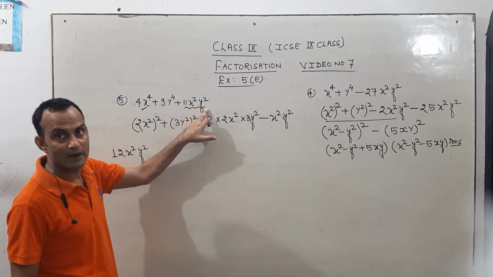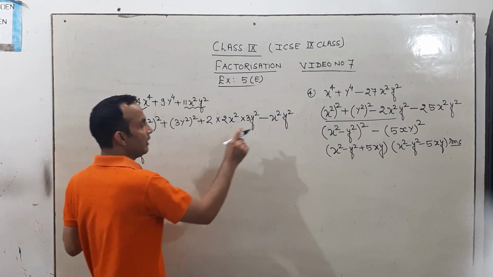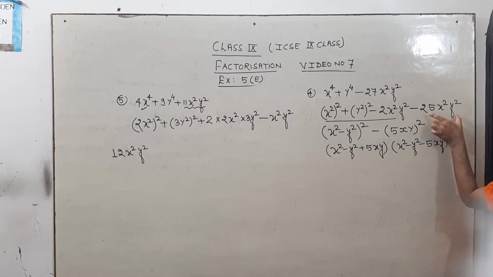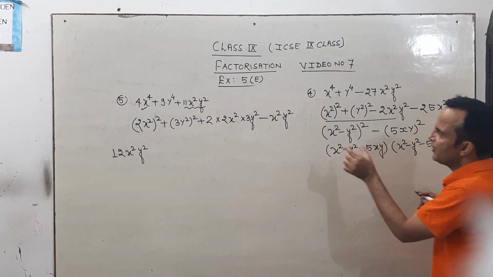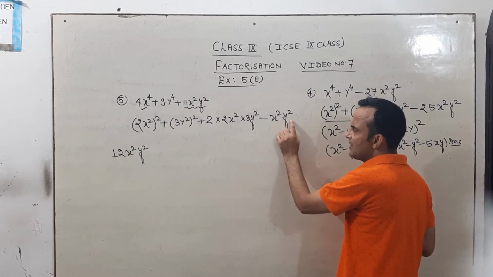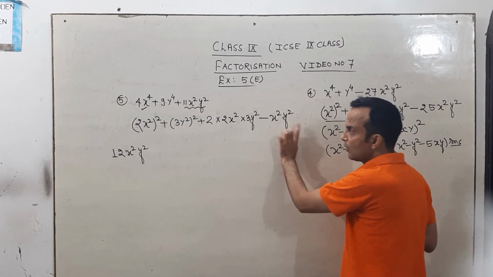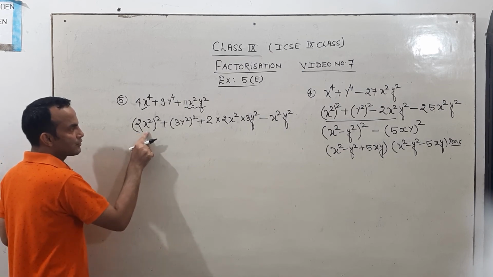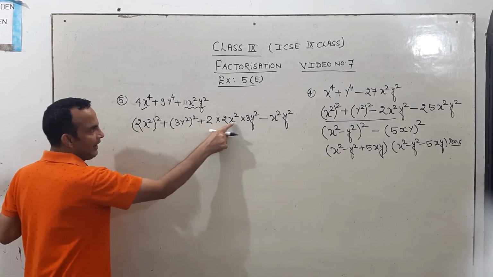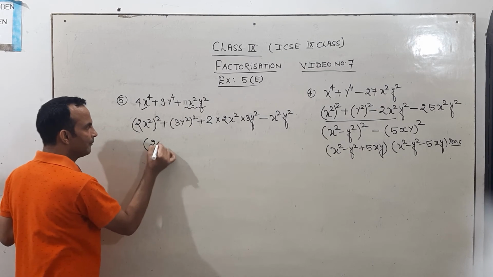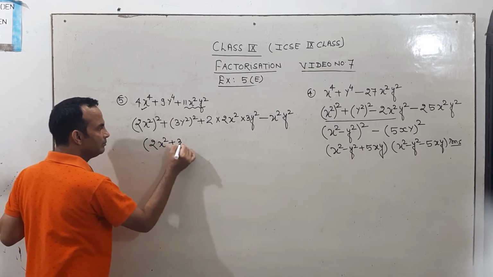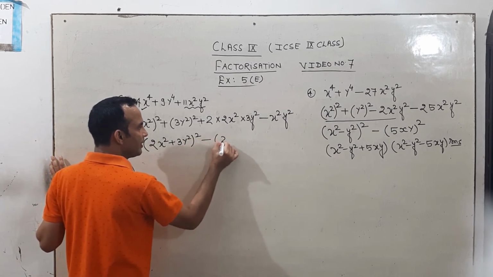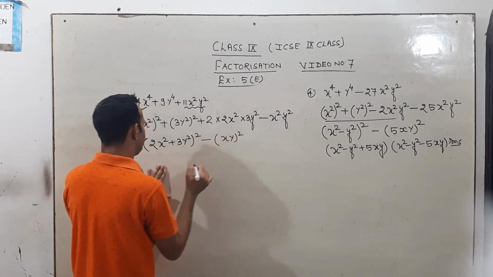11x square y square. And one more thing, the way 25x square y square was a perfect square of 5xy, in the same way you can see here x square y square is the perfect square of xy. Okay, means we are going correctly. See, a square plus b square plus 2ab is what? a plus b whole square minus square of xy.